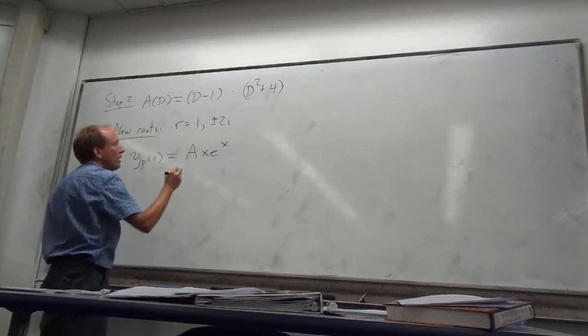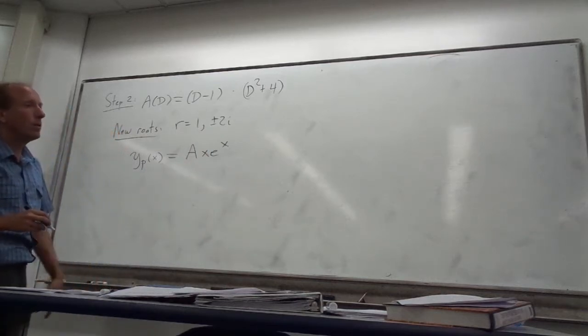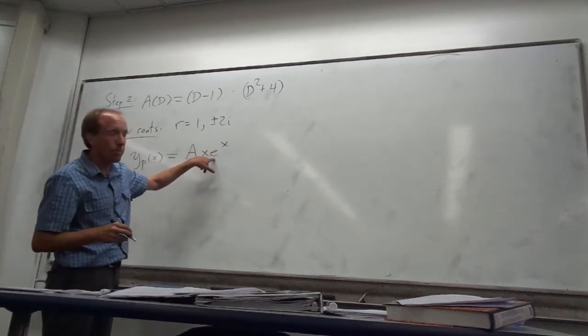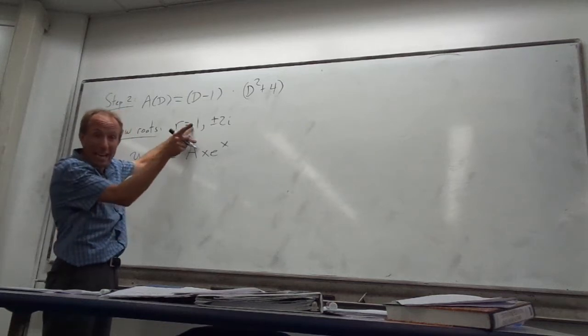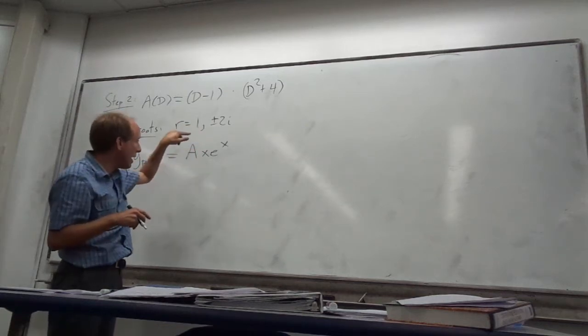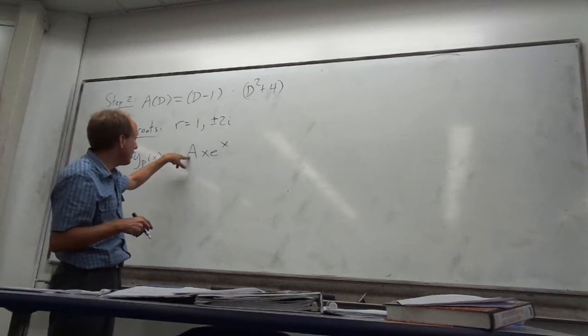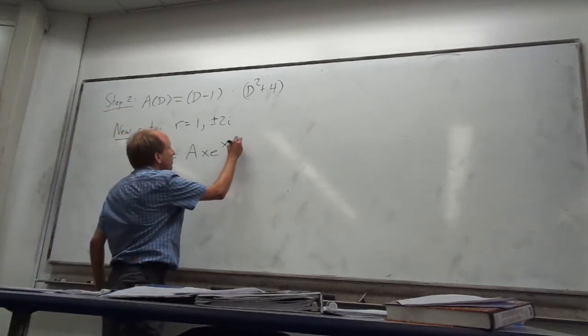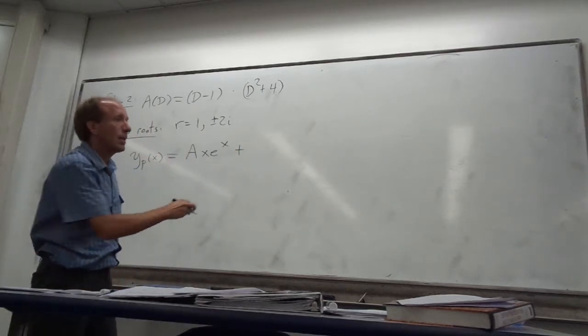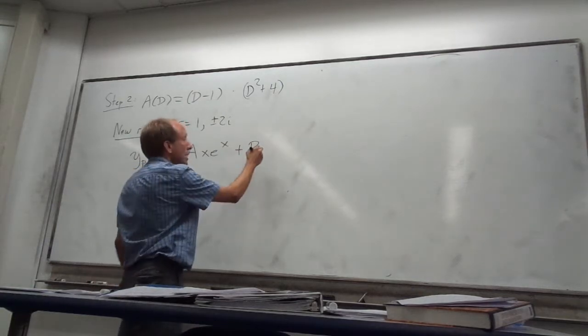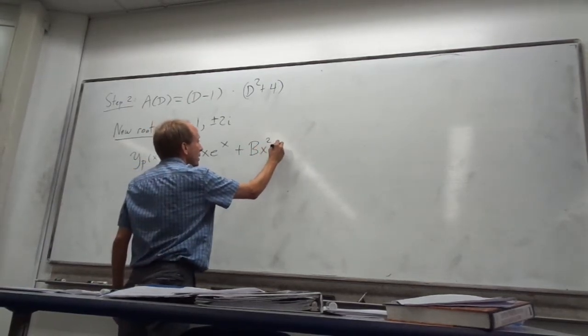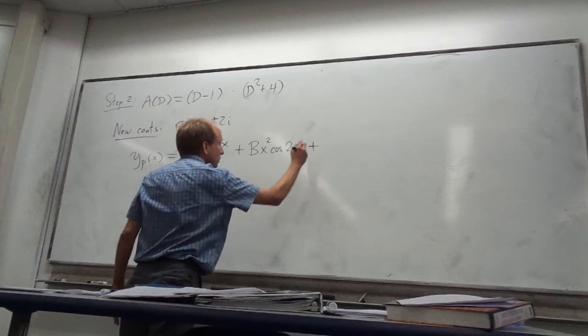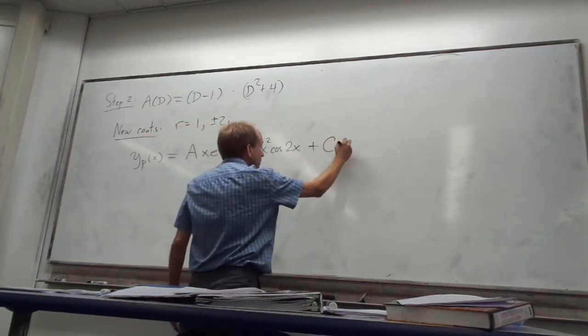Okay, great. So we have e to the x corresponds to the root 1, but we already had it earlier in the complementary function, so now I have to put an x in front of it. And we have the A. Great. And then plus B x squared cosine 2x, very good, plus C x squared sine 2x.